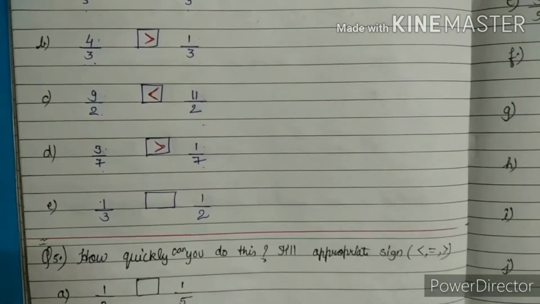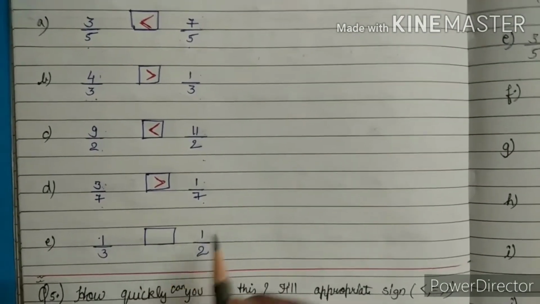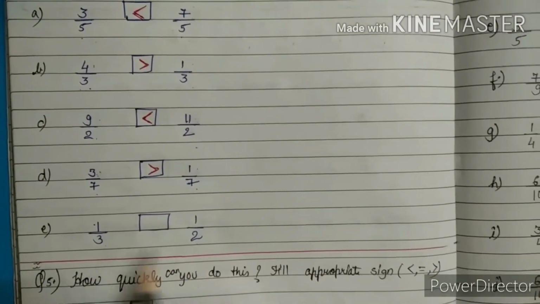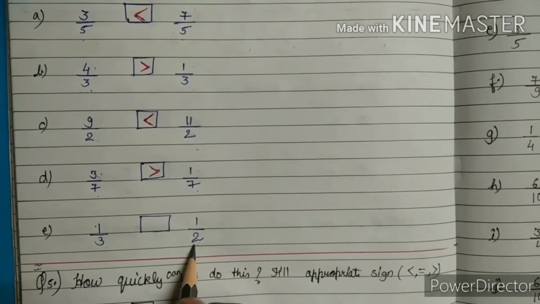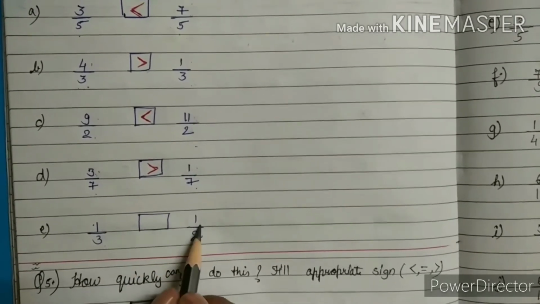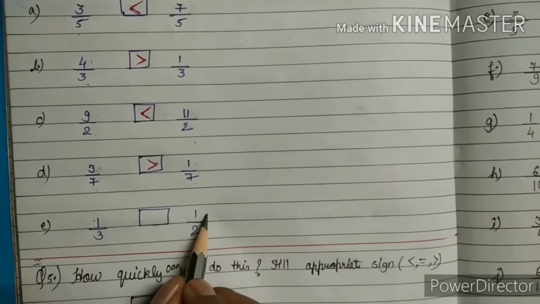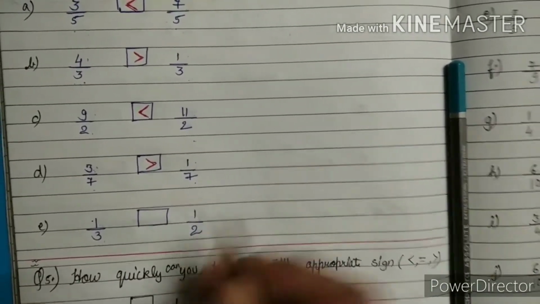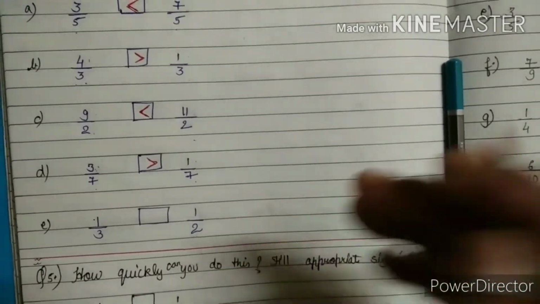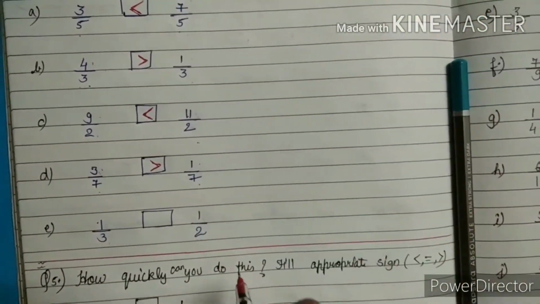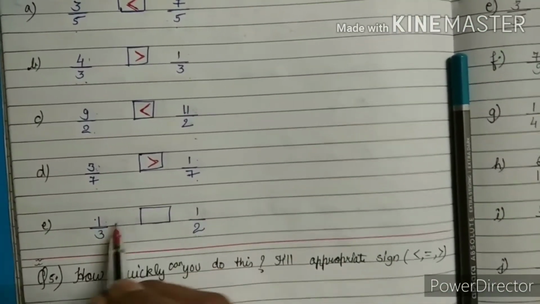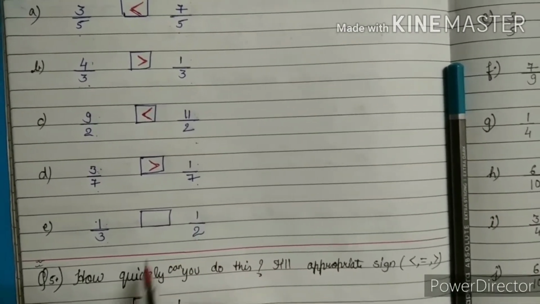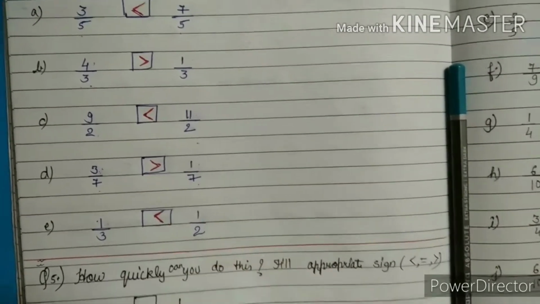Now E has 1 by 3, that will compare with 1 by 2. Both have different denominators, but their numerators are the same. 1 is here, 1 is here. So when numerators are the same, in that case whose denominator is smaller? Denominator we see smaller, but numerator we see greater. Here numerators are the same, so whose denominator is smaller, that will become greater. So here this symbol will come.